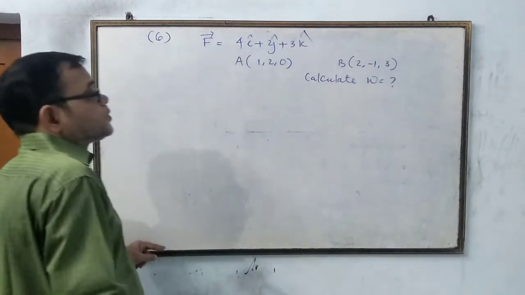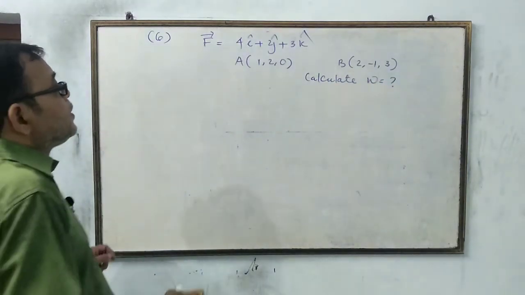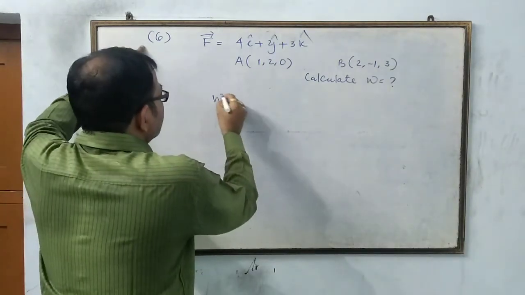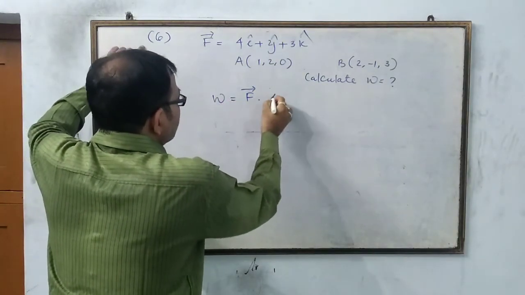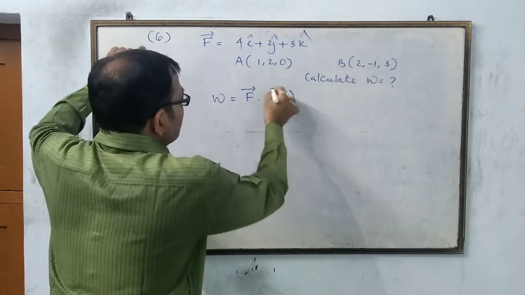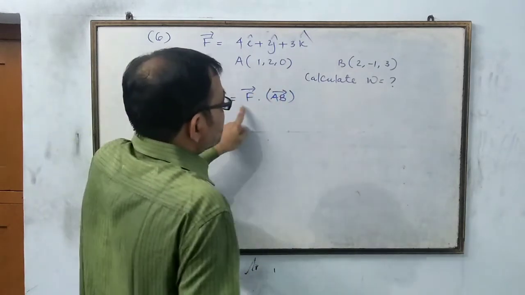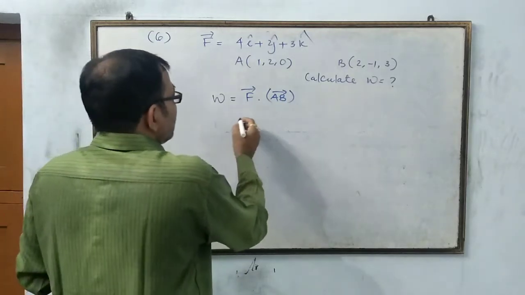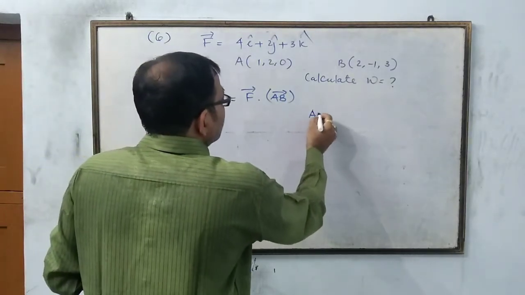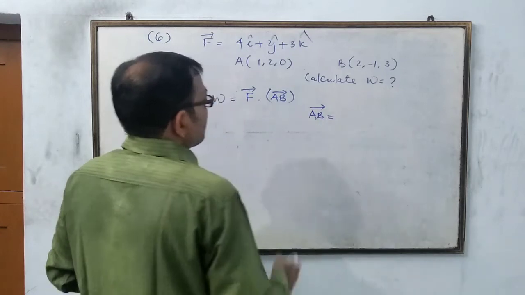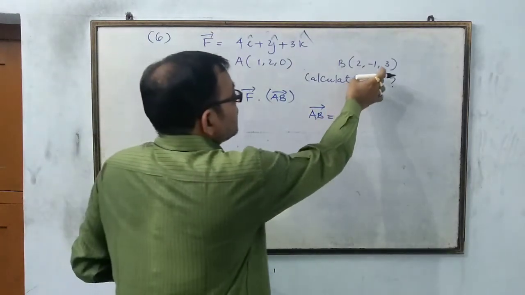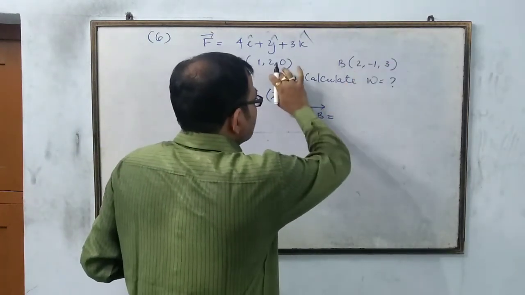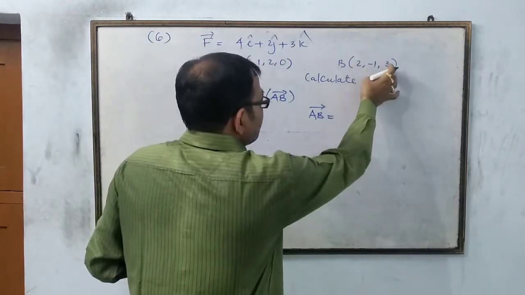W equal to how much? Calculate W, the work done. So W equals force dot displacement. The particle is displaced from A to B, so I can write F dot AB. What is AB here? Since the particle is displaced from A to B, AB equals position vector of B minus position vector of A.